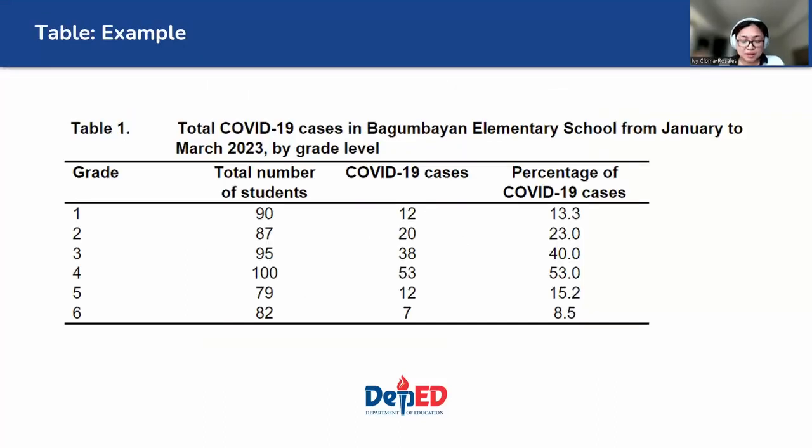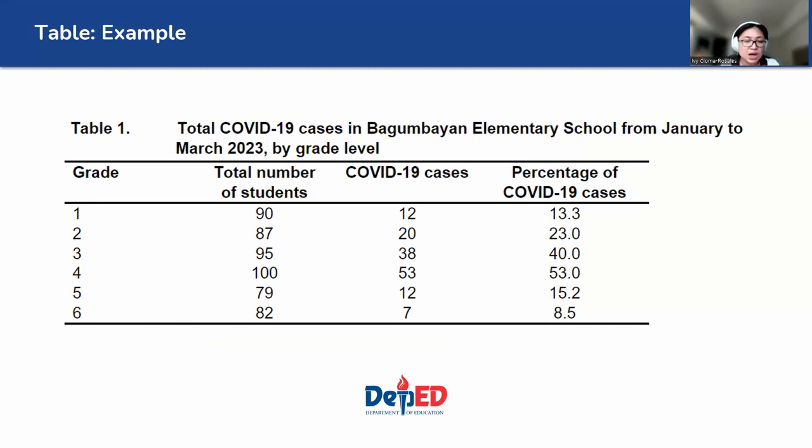In our Bagong Bayan Elementary School example, we might present it as something like this, right? So you have the grade, the total number of students, the number of cases, and the proportion with COVID-19. So a table like this will be more effective to summarize the data of COVID-19 in your school, versus if you report it by sentence.